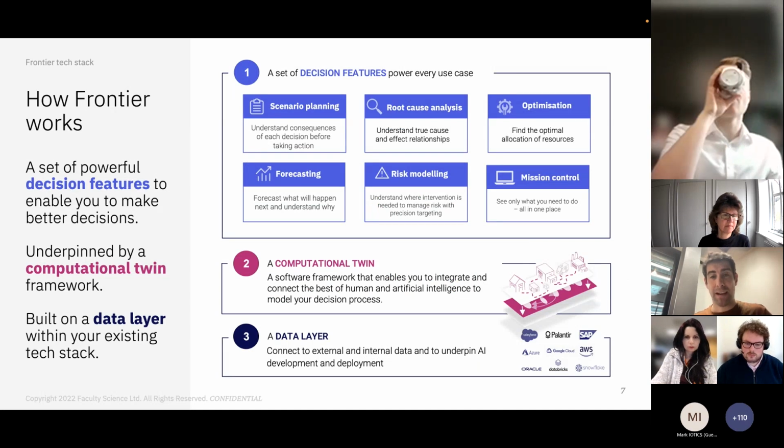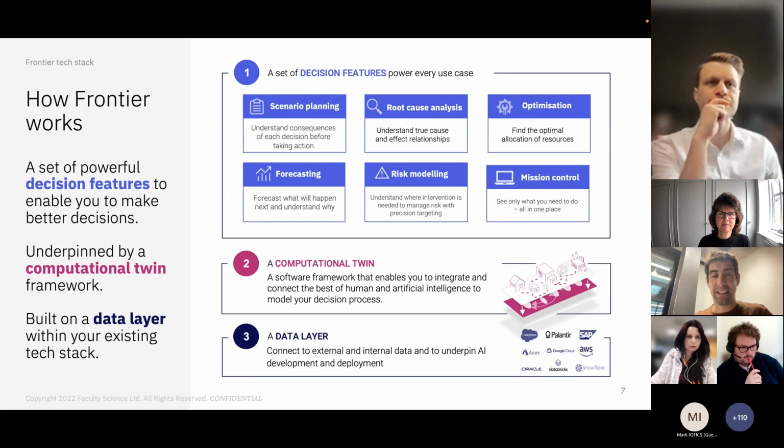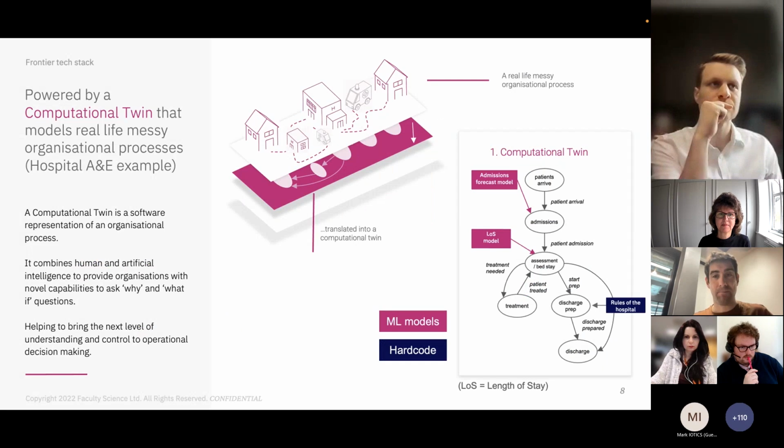So how does it work? We build a computational twin of your decision-making framework. We connect to the data that you've got, and then we provide decision features on top of that. So what I now focus on is the element on the right.